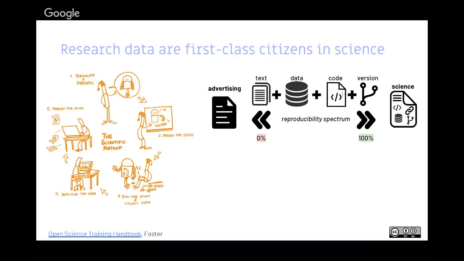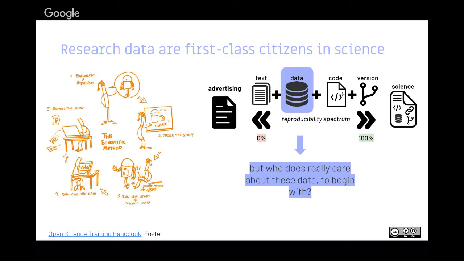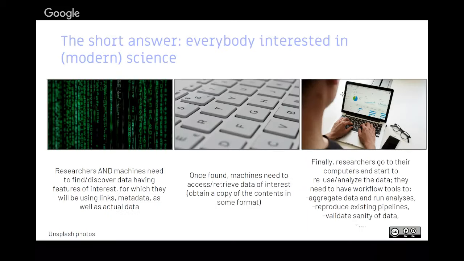So research data do not need to be underestimated. Of course, the real question is who cares about this data to begin with? Now, I know you've already had a very interesting webinar on e-science and what it means to do science nowadays in your FAIR Principles webinar. But basically, the short answer is that everybody who has a little interest in modern science is and needs to be interested in research data as well.